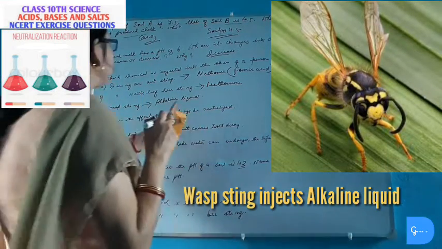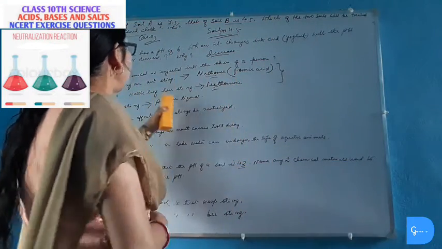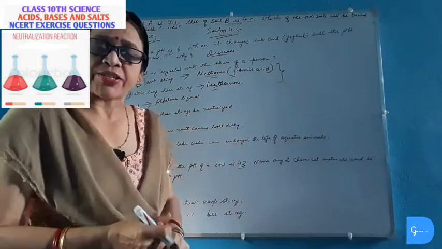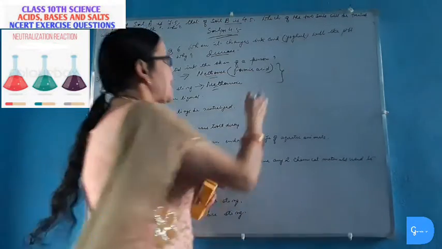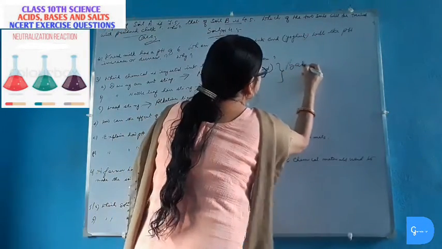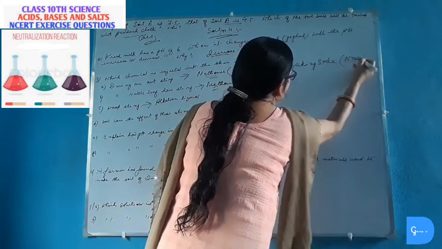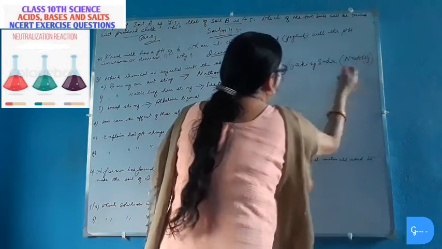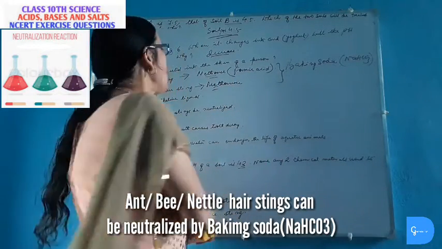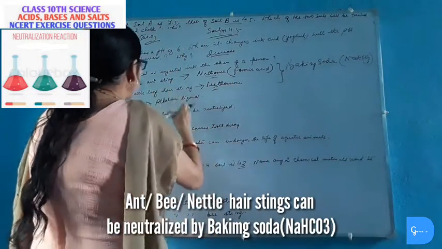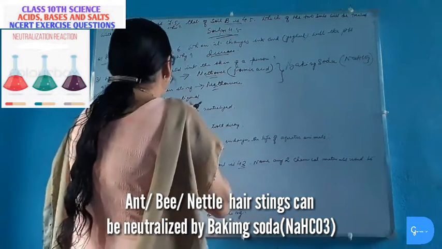How can the effect of these stings be neutralized? The ant sting and nettle leaf hair sting inject methanoic acid, so their effect can be neutralized by using some base like baking soda or sodium hydrogen carbonate. By applying baking soda or sodium hydrogen carbonate on the stung area by nettle leaf hair sting or ant sting, we will get relief from the irritation and pain.